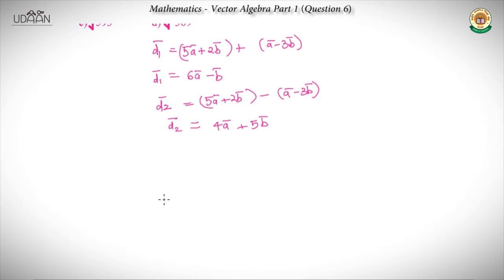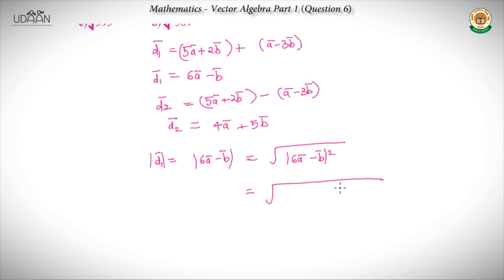So now we have to find the length. So magnitude of d1 bar will be equal to magnitude of 6a bar minus b bar, which can also be written as under root of mod of 6a bar minus b bar square, which will turn out to be under root of 36 mod a square plus mod b square minus 12 times a bar dot b bar. Which will turn out to be 15.